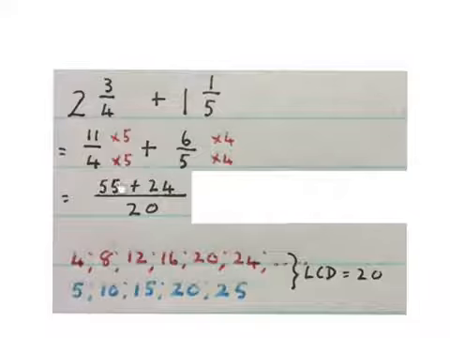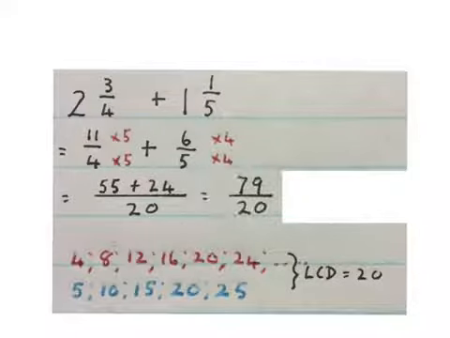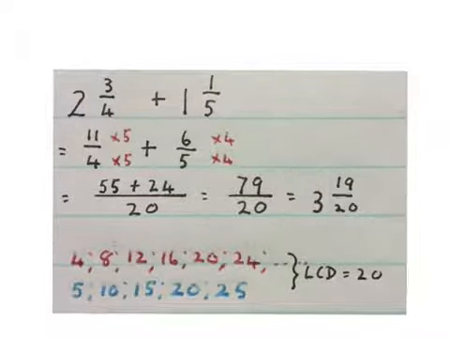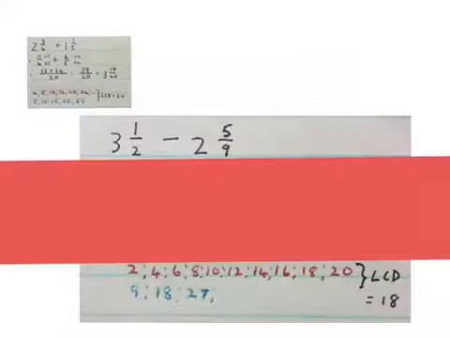Although the numbers are big, the technique is easy. Then we simplify this by adding the top and keeping the 20. Then we get 79 over 20. Then we simplify this. And we get 3 and 19 over 20 as my final answer after I added these two fractions.